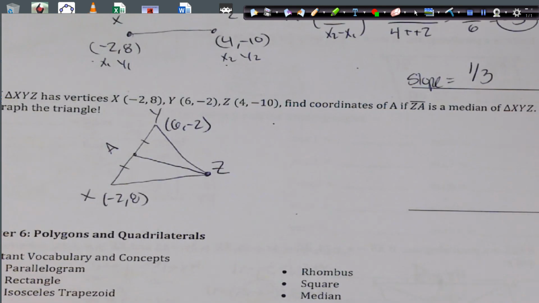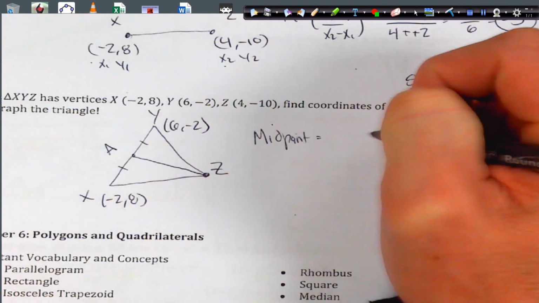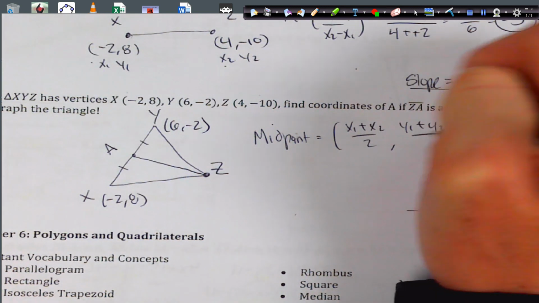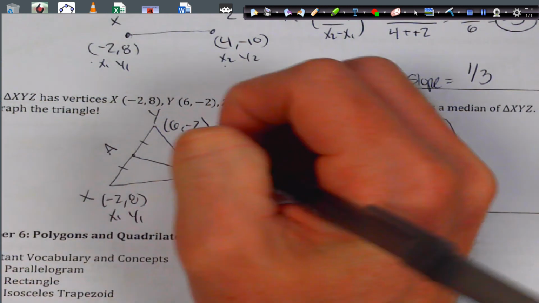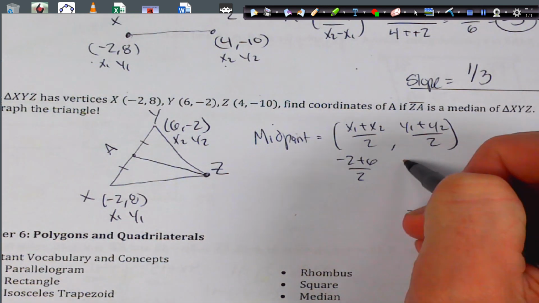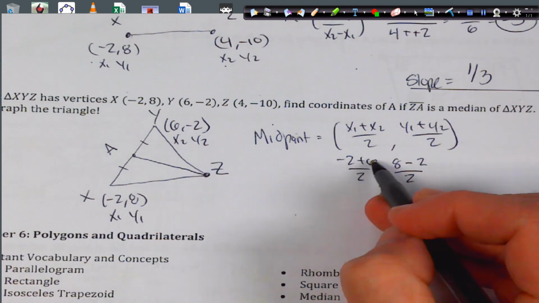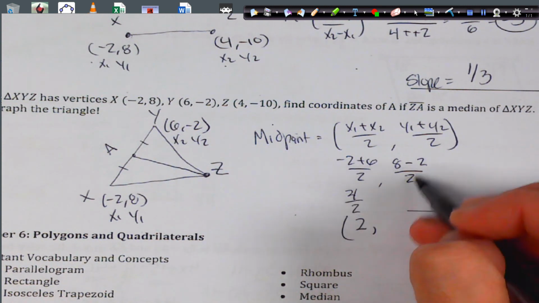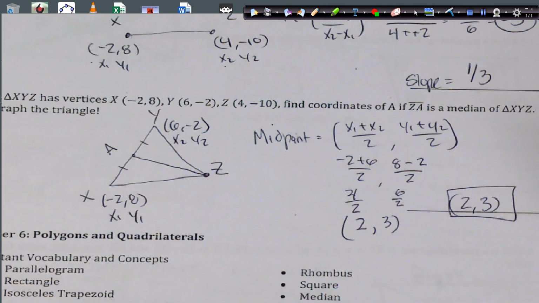So I'm just going to find the midpoint, and the midpoint formula is pretty easy. It's just x1 plus x2 divided by 2, y1 plus y2 divided by 2. So that'd be a good one for the test. I'm just going to pick these as my points. So we're going to get -2 plus 6 divided by 2, and 8 plus -2 divided by 2. That's going to become 4 divided by 2, or 2, and this is going to become 6 divided by 2, or 3. So it's going to be 2, 3. It's the coordinate of A.